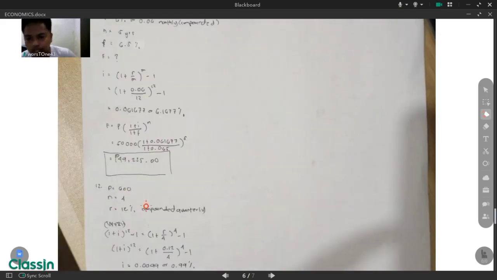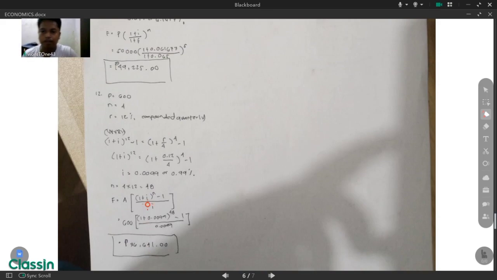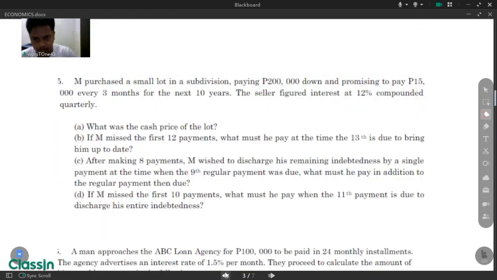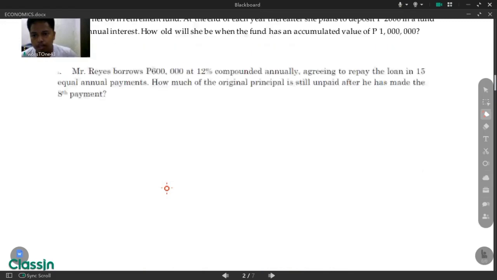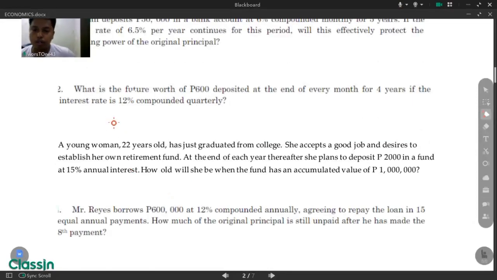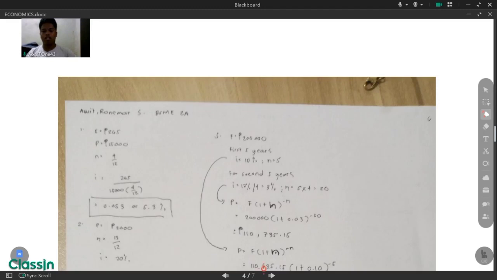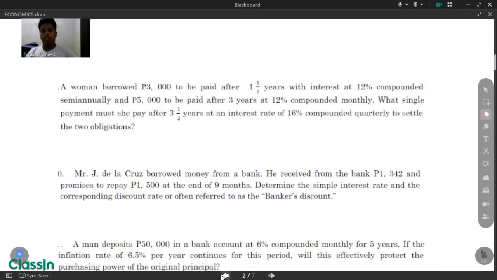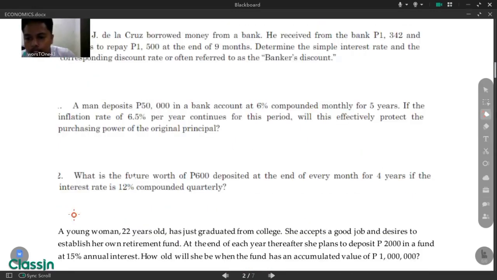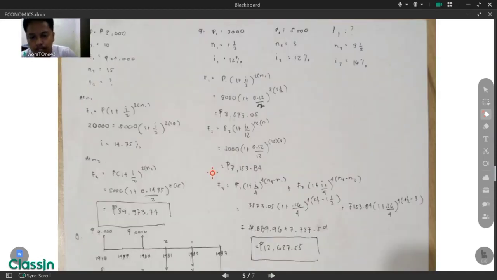Okay, and next we go to item number 12. What is the future worth of 600 pesos deposited at the end of every month for 4 years if the interest rate is 12% compounded quarterly? Okay, is it already a problem of annuity? Compounded quarterly, deposited at the end of every month for 4 years. Yes, it's already a problem for annuity.